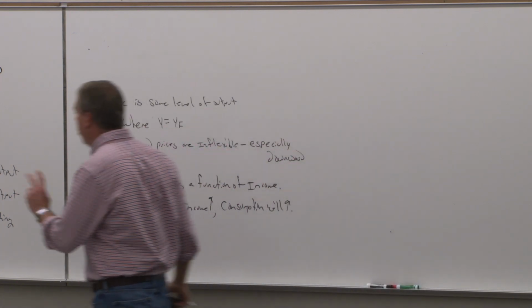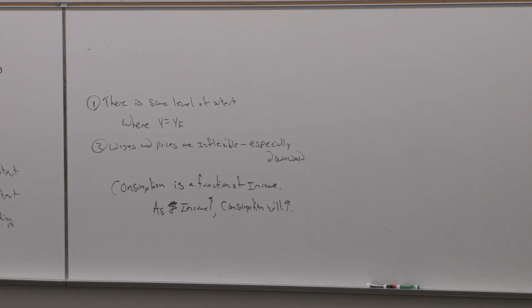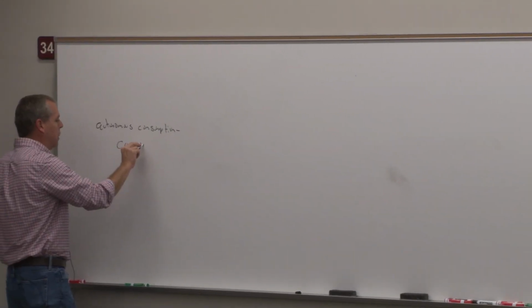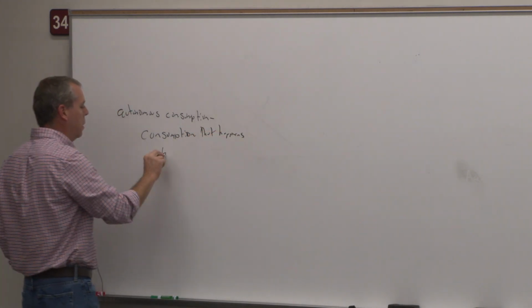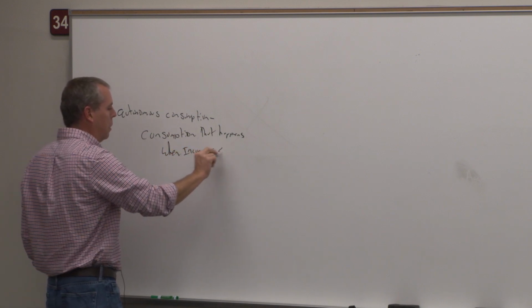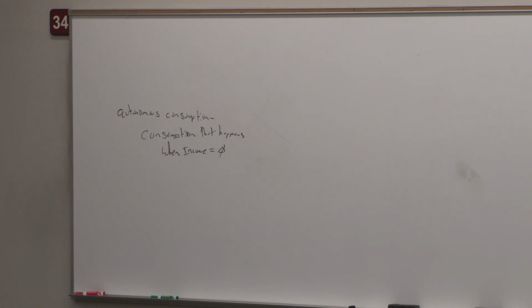Okay. But there's two different components to this guy that are important. We have what's called autonomous consumption. This is the consumption that occurs when income is equal to 0. Right? Even if your income is 0, you still have to eat, you still have to have a place to live, etc. Basically, Keynes says, even if your income is 0, you still have to consume.